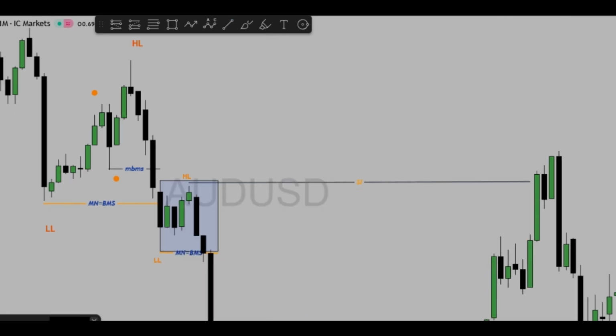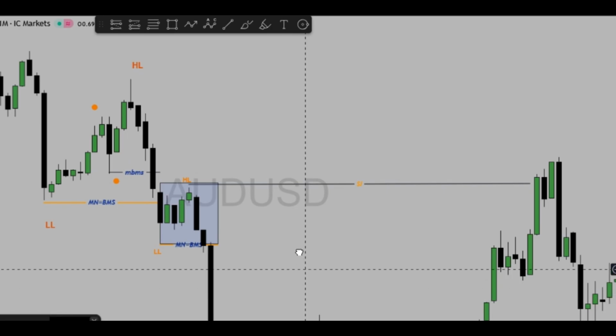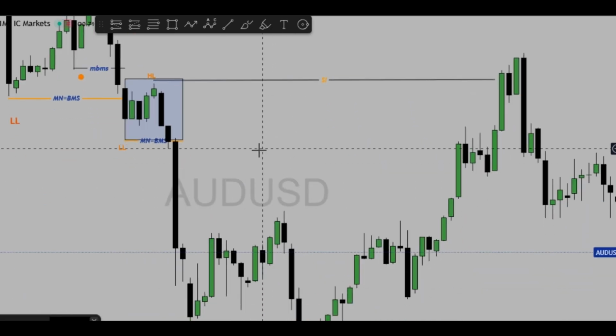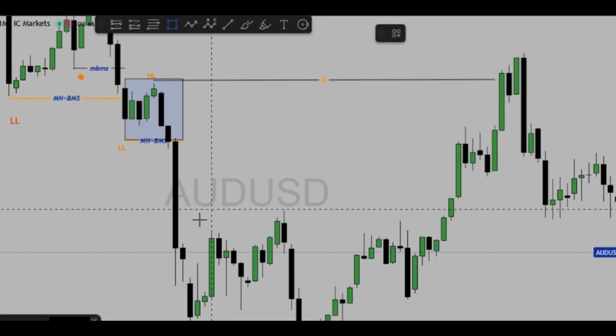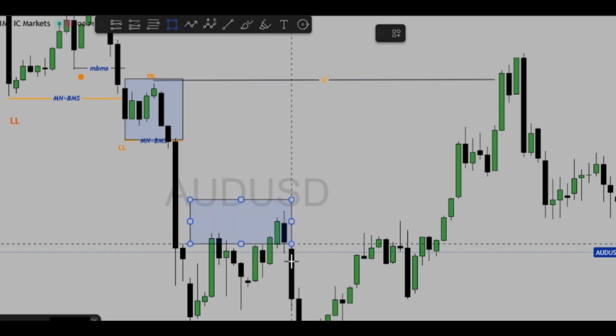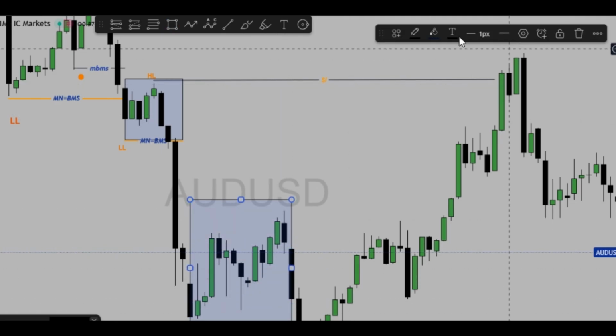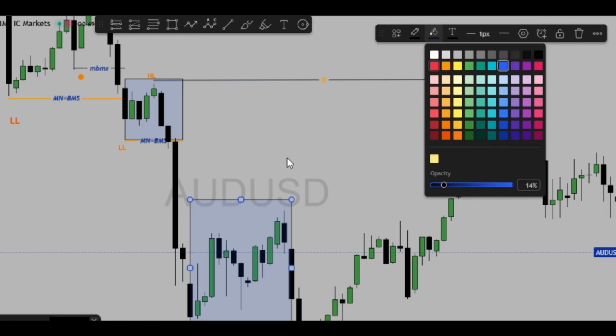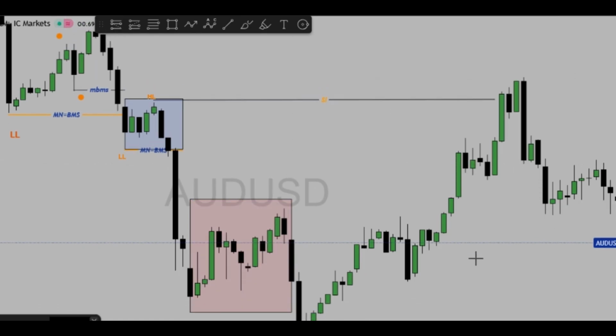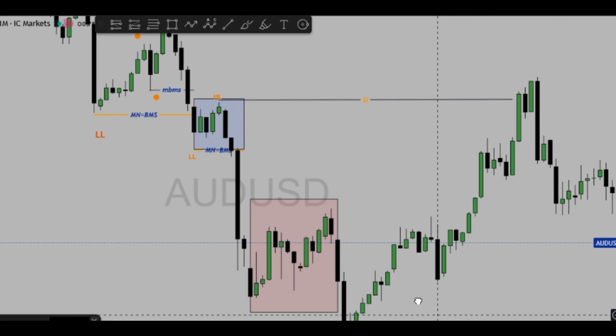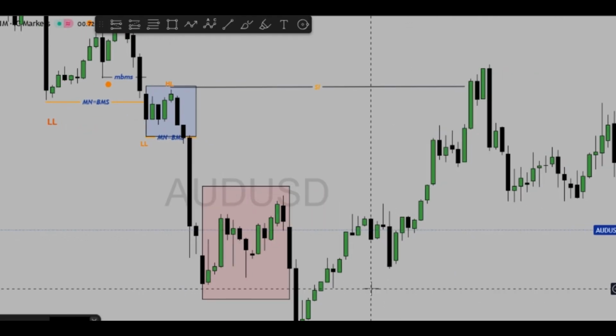Now, let's identify our subrange structures, the red boxes. A subrange structure occurs after the range structure. You see how price did not retrace back into the range structure. Instead, price created a subrange structure by shooting out of the range structure to create an independent structure. This is subrange structure. The red box.